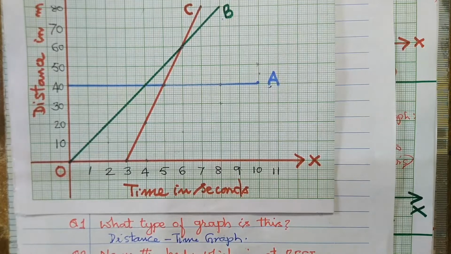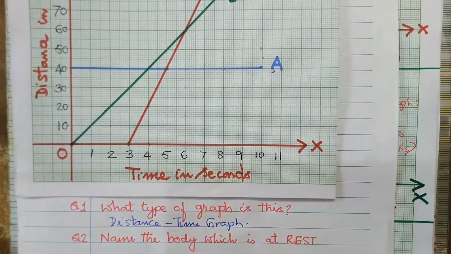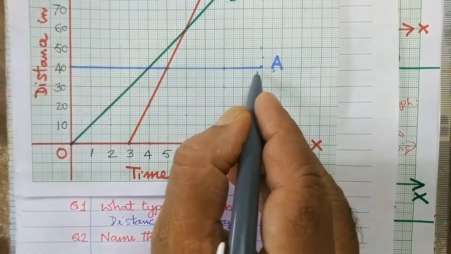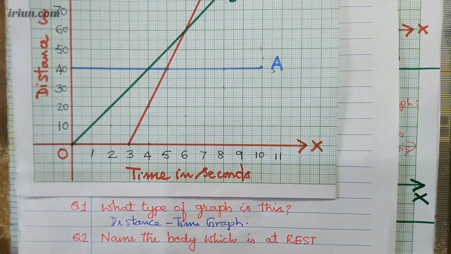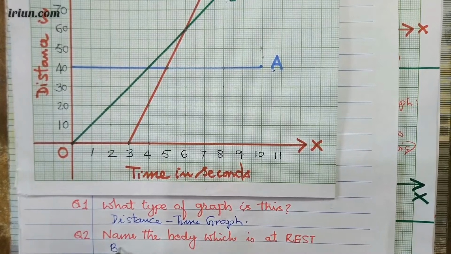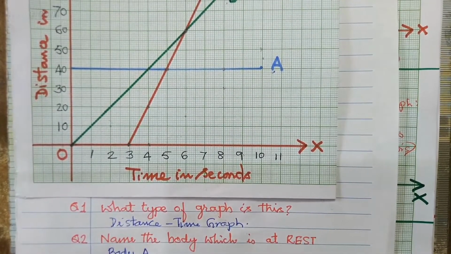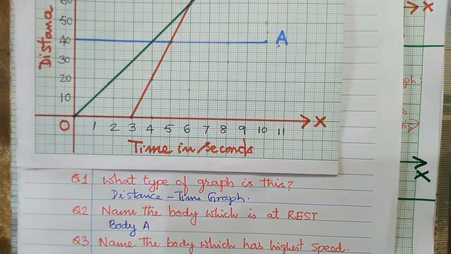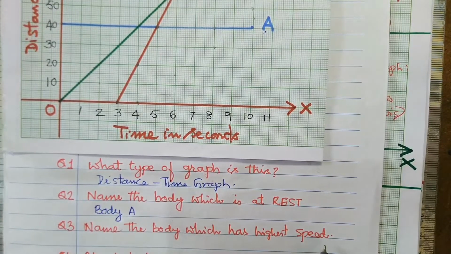I think you are able to tell the answer. Yes, that is body A, because body A is a straight line parallel to the x-axis. Therefore, body A is at rest. Body A is at rest. Just I am writing the answer here. Okay, third question is, name the body which has the highest speed.